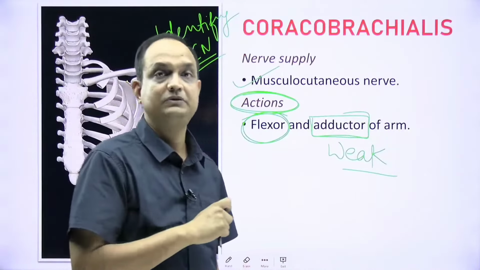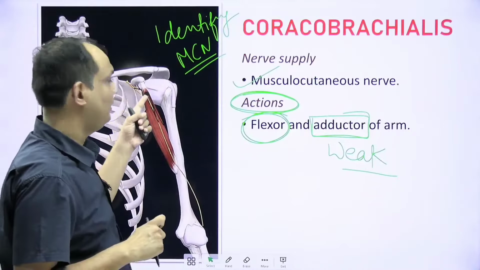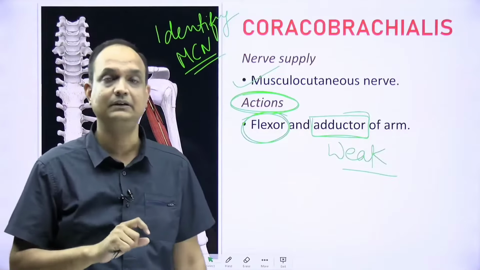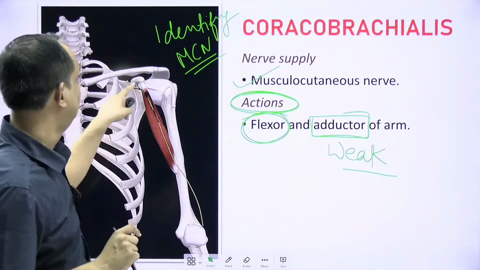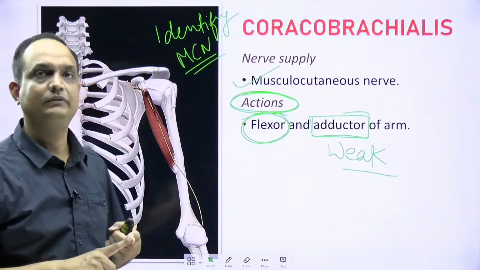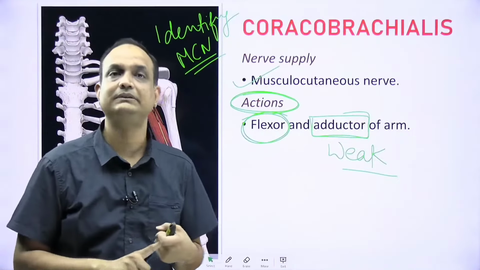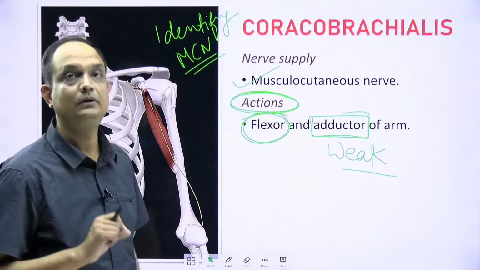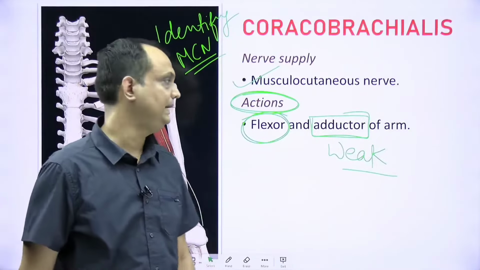So, when you are identifying the structure here in the upper part of the arm and you have to identify the musculocutaneous, it is a very important landmark that if the nerve is piercing a muscle and the muscle is arising from the coracoid process, then the name of the nerve is musculocutaneous and the name of the muscle is coracobrachialis. Clear? Now we will talk about the action of coracobrachialis.